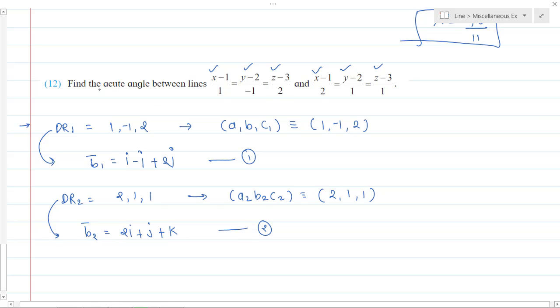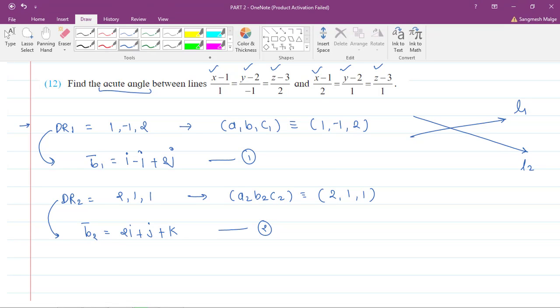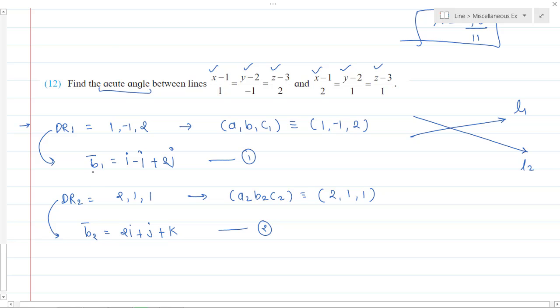Now they are asking for the acute angle between the lines. Now see here, if this is the first line, line number 1, and suppose this is the second line, line number 2. Tell me what this b1 bar and b2 bar indicate. b1 bar is nothing but parallel to line 1, and b2 bar indicates parallel to line 2. So this is my b1 bar, this is my b2 bar.